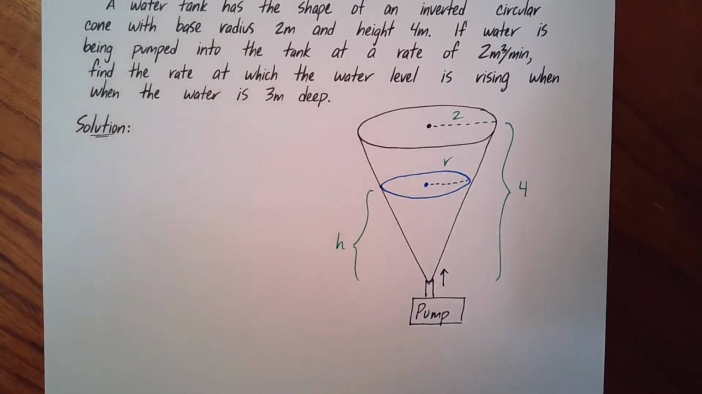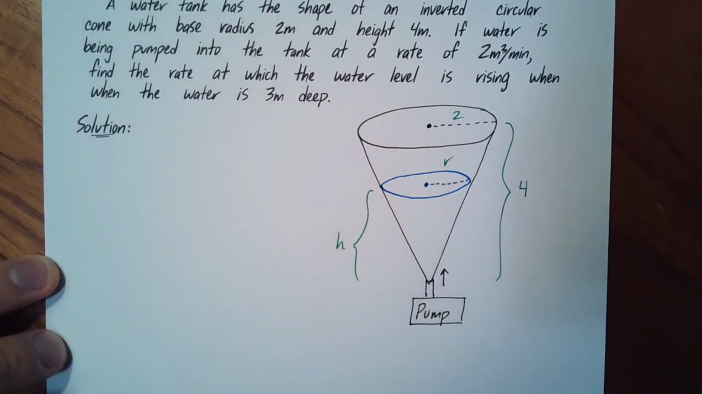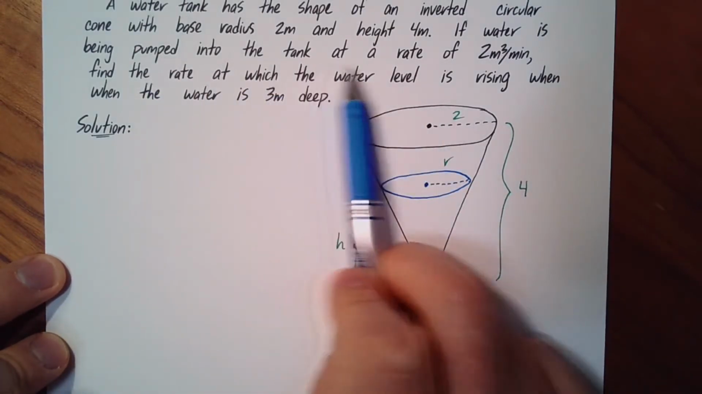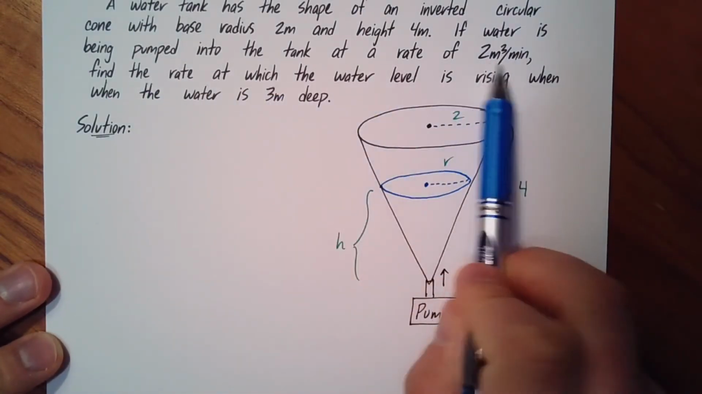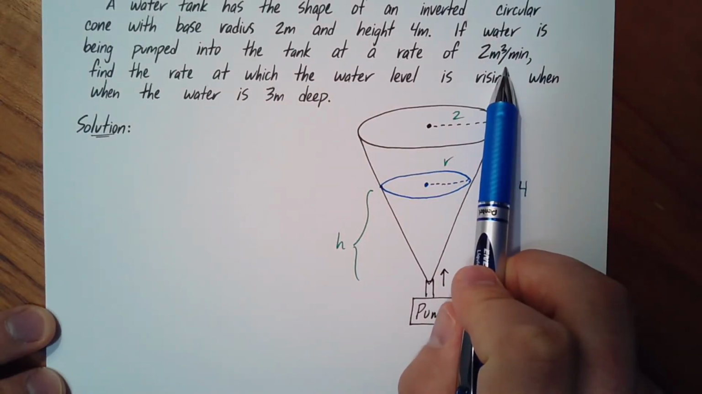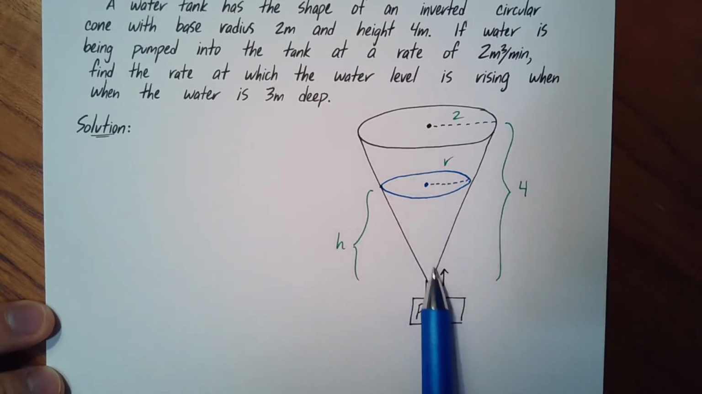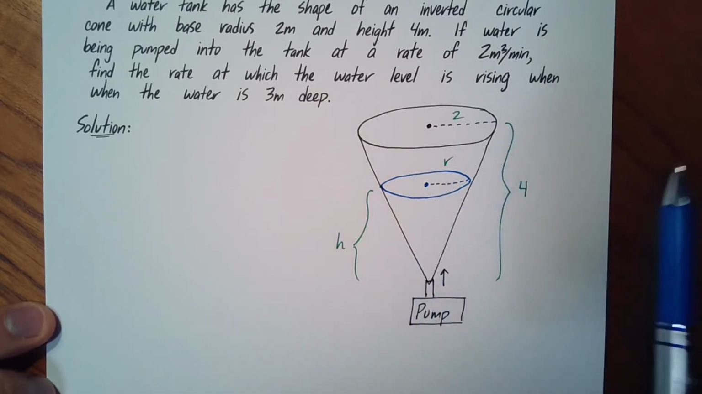All right, so that kind of gives you a hint on what variables to use when you start by labeling your variables. We've got a radius, we've got a height. We're also going to want volume, right? Because we've got water being pumped into the tank at a rate of 2 meters cubed per minute. We need to express this as a rate of change of something. Well, this is a rate of change of volume. In particular, it's the rate of change of this blue volume, right? It's the water's volume, not the tank. The tank has a fixed volume.